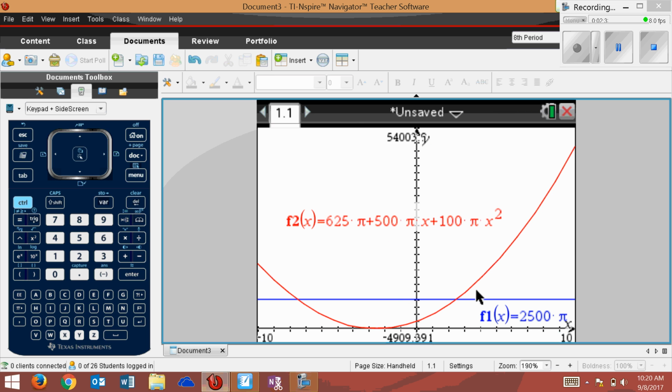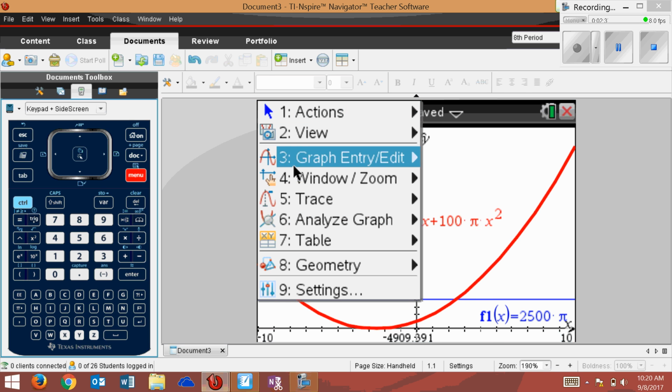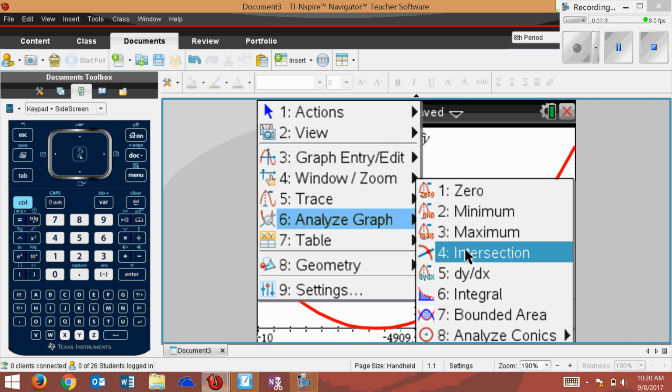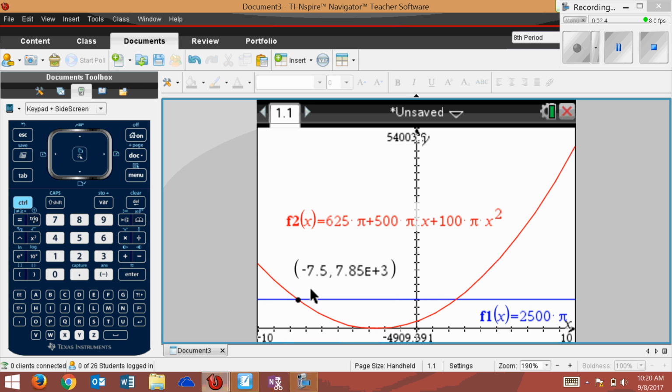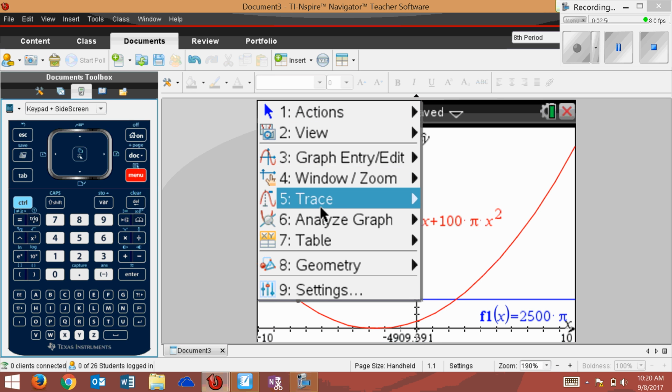Now, it looks like they intersect twice, so that's what we want to find out, is when those two equations are equal. So you can press menu, analyze graph, and you can look for the intersection. Now, if we went over to the left, we find out that when x is negative 7.5, they match. But remember, this is time, so that's an impossible answer. We don't have negative time.